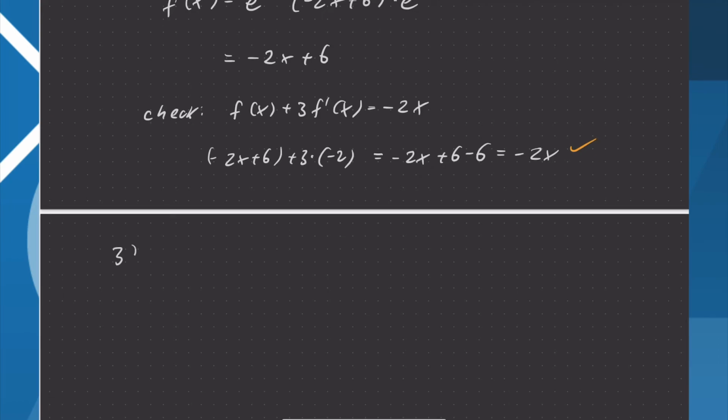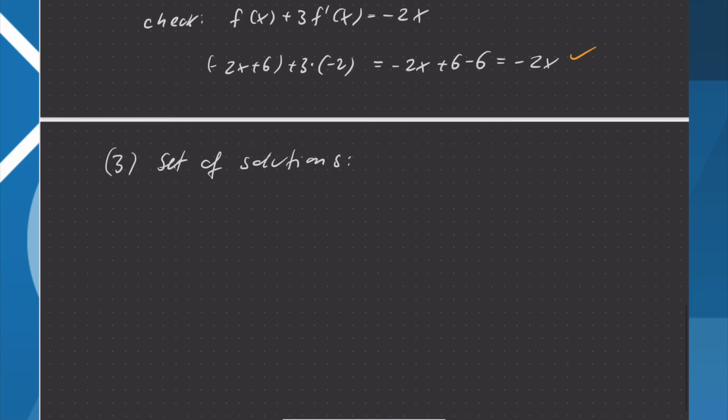So, third step. Set of all solutions. How does that look like? Well, we take this one particular solution and we add the set of all homogeneous solutions to that. Okay, so the set of all solutions is f of x equals minus 2x plus 6 plus a constant gamma times e to the minus x over 3. So that's our set of solutions here.